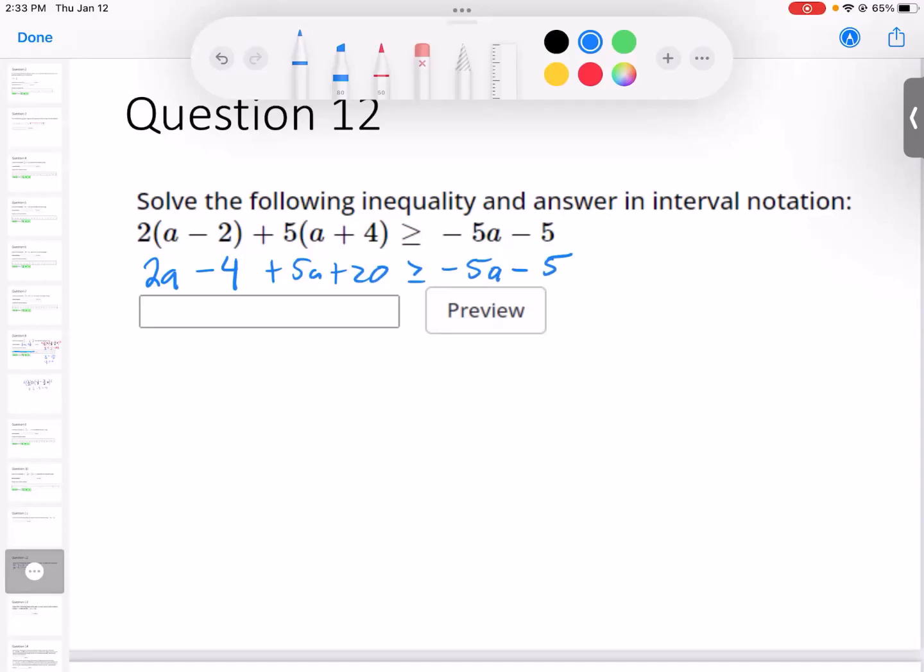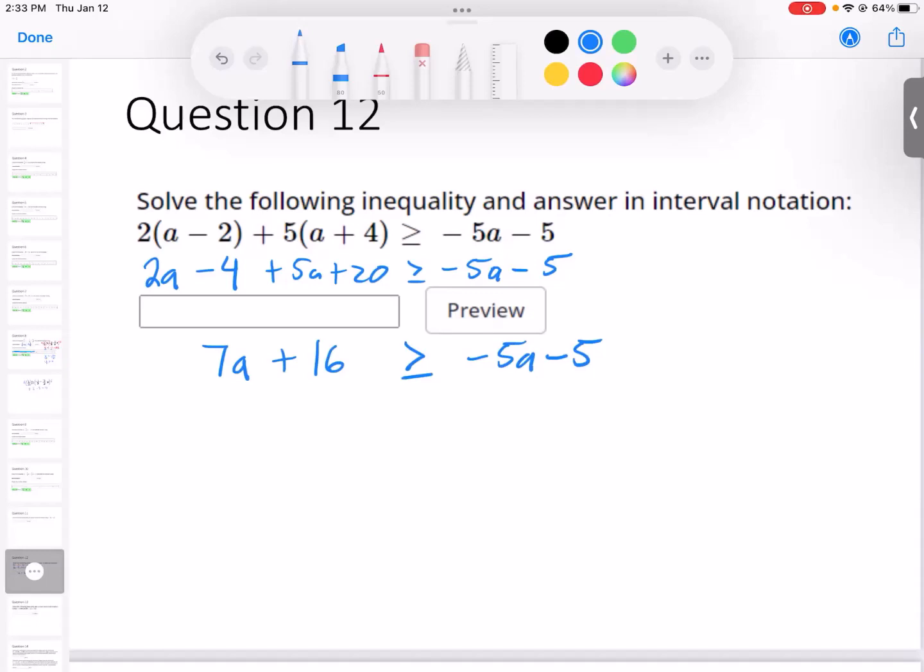And then, so that was just simplifying the left-hand side. And I can actually simplify the left-hand side even further now, because if I have 2a plus 5a, I could combine those together, which would give me 7a. And then -4 plus 20 is going to be +16. So I get +16 is greater than or equal to -5a minus 5.